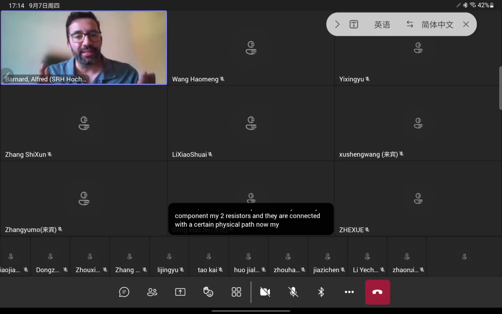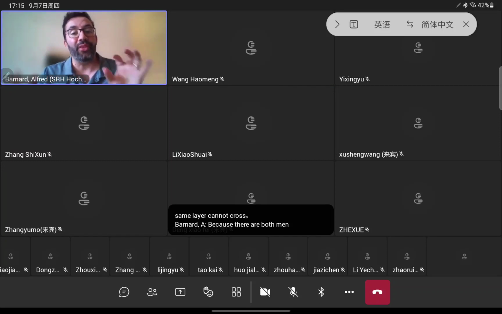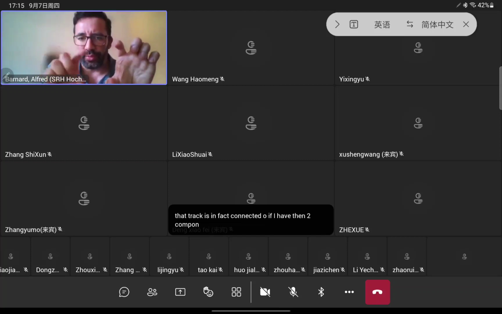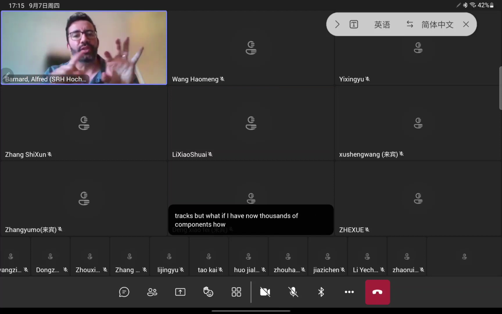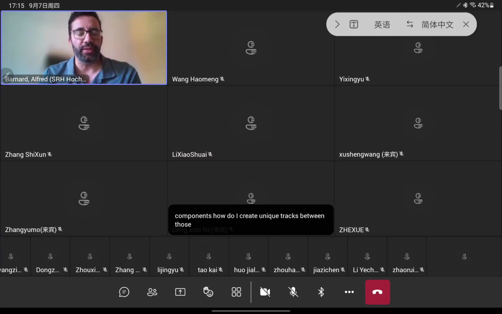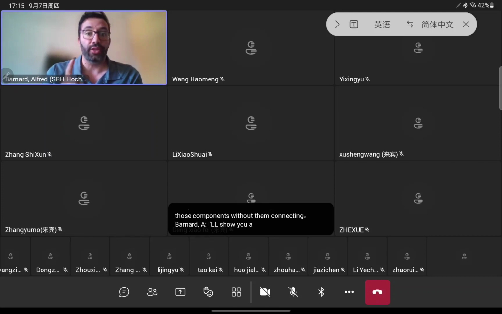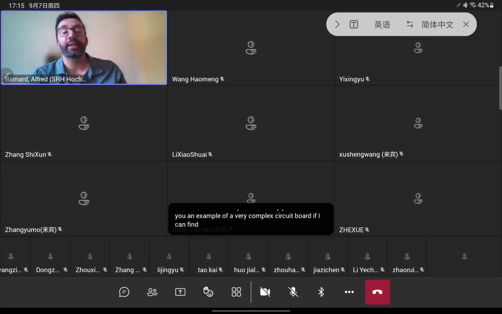Now, my 2 tracks on the same layer cannot cross because they are both made of copper. If they cross, they make an electrical connection, and then that track is in fact connected. So if I have 2 components, they will each have their own unique tracks. But what if I have now thousands of components? How do I create unique tracks between those components without them connecting? I'll show you an example of a very complex circuit board, if I can find it in the break.